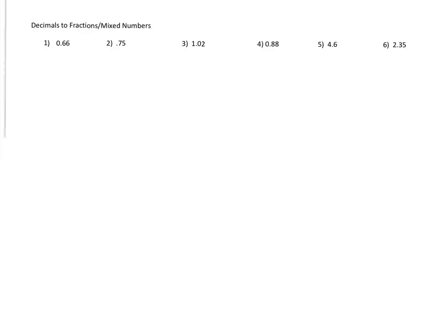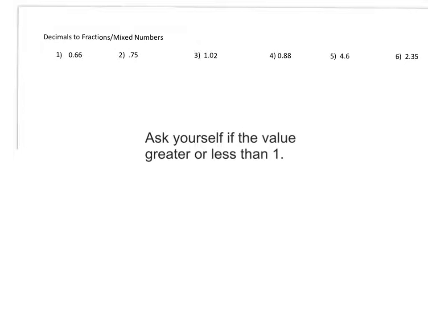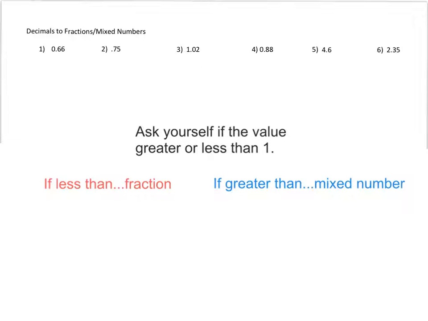The first thing we're going to look at is changing decimals to either a fraction or a mixed number. When doing this, we need to ask ourselves if the value is going to be greater or less than 1. This is going to make a big deal in helping us determine, is it going to be written as a fraction or is it going to be written as a mixed number. If it is less than 1, it's going to be a fraction. If it's greater than 1, we're going to write it as a mixed number.